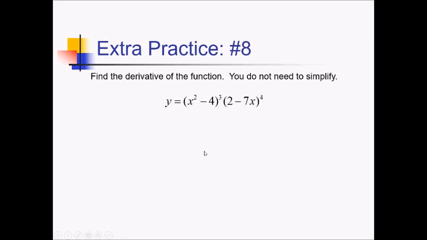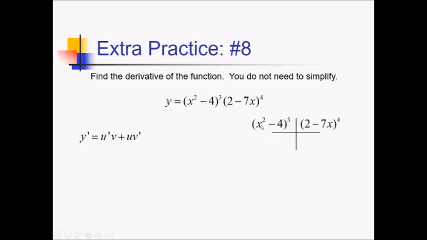To take the derivative of this function, we're going to need to use the product rule, u prime v plus uv prime. So I'll set up the box and ribbon to help organize that. We have our factors, x squared minus 4 to the third power, and 2 minus 7x all raised to the fourth. Derivatives of those, these are both going to require the chain rule.